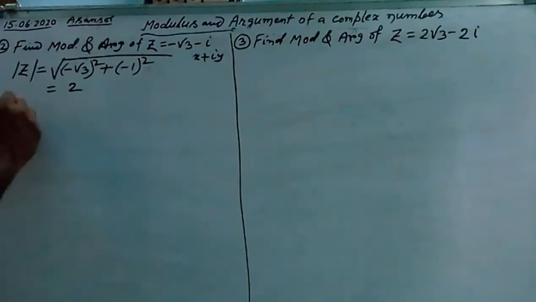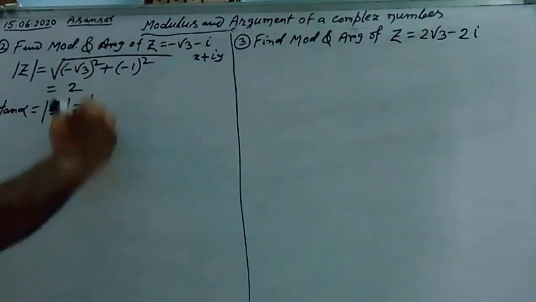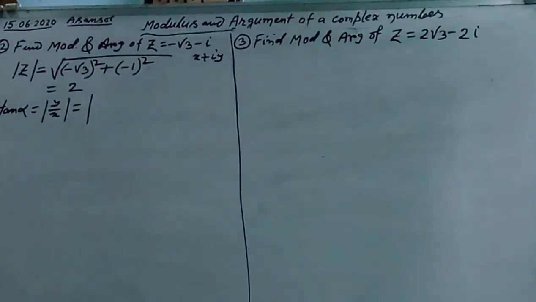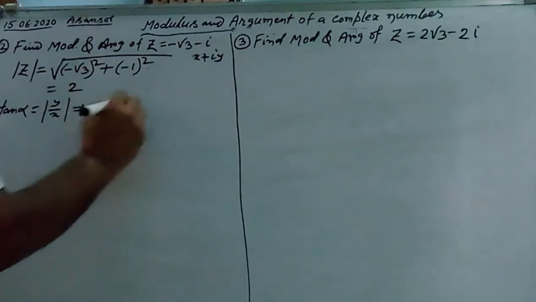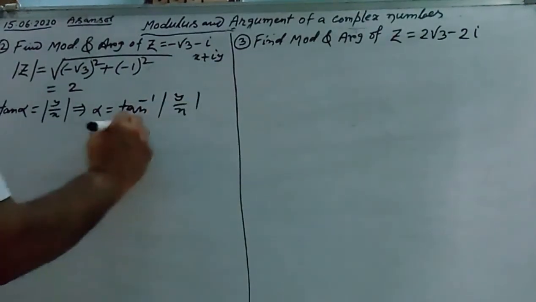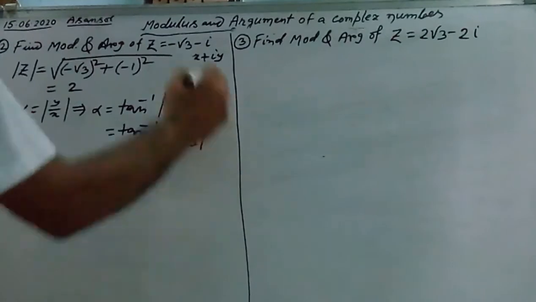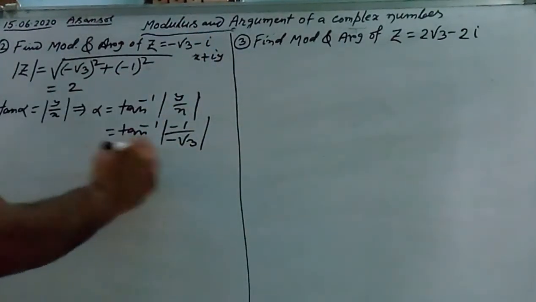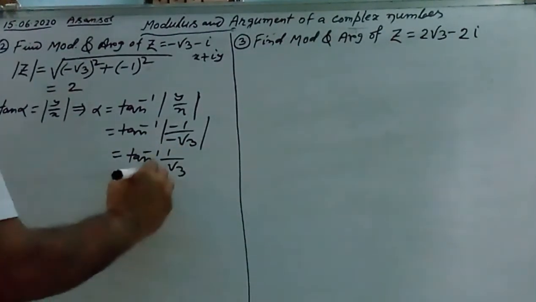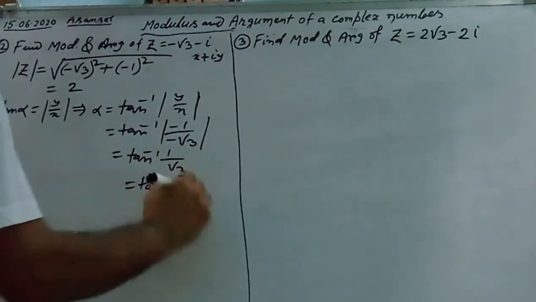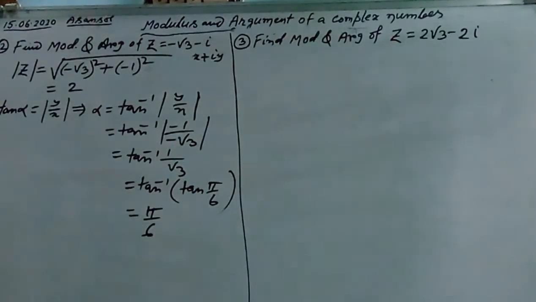Now, tan alpha is equal to mod y by x. So alpha is equal to tan inverse of mod y by x. Y is minus 1 and x is minus root 3, so that is equal to tan inverse 1 over root 3, which is tan inverse tan pi by 6, that is equal to pi over 6. So alpha is equal to pi over 6.